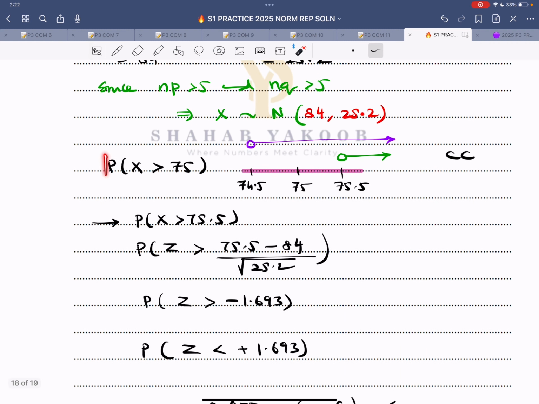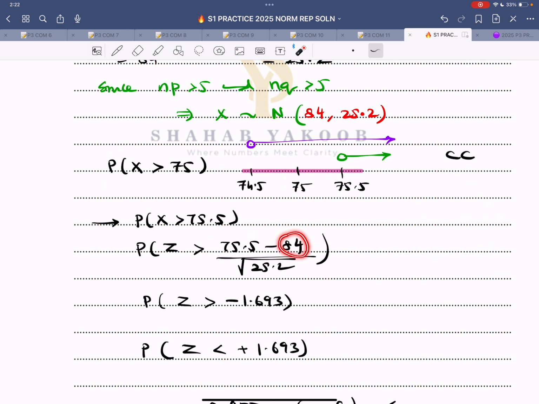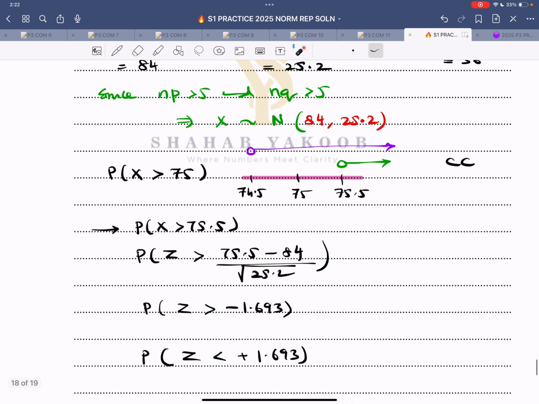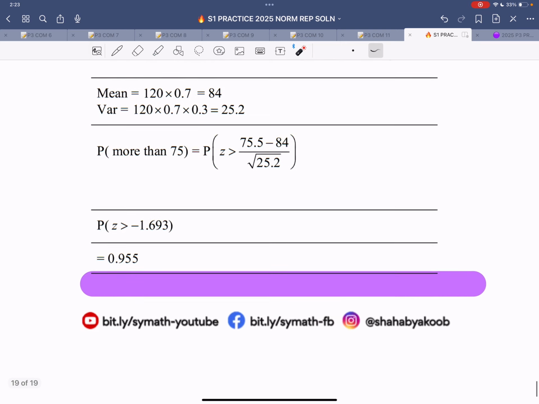Then in approximation, don't forget CC. What is CC? That is continuity correction. So you cannot use this value. That's out of bounds. Either use the upper bound or the lower bound. Since this value is not inclusive, choose the next one, which is 75.5. Standardize, subtract the mean, divide by standard deviation. Keep in mind, this is variance. So what goes over here? Square root of variance. You get this Z value, Z is greater than negative, that's the same thing as Z is less than positive. Read directly and then you get this answer. And that is the mark scheme over here.